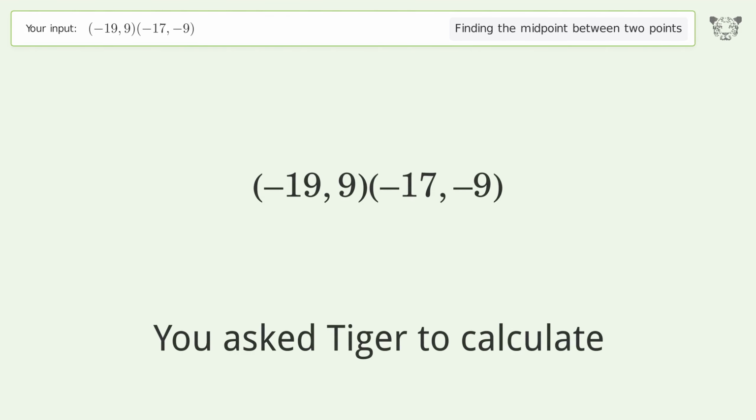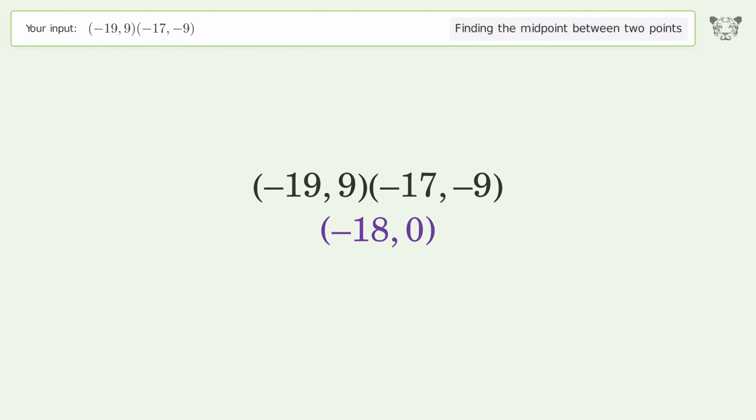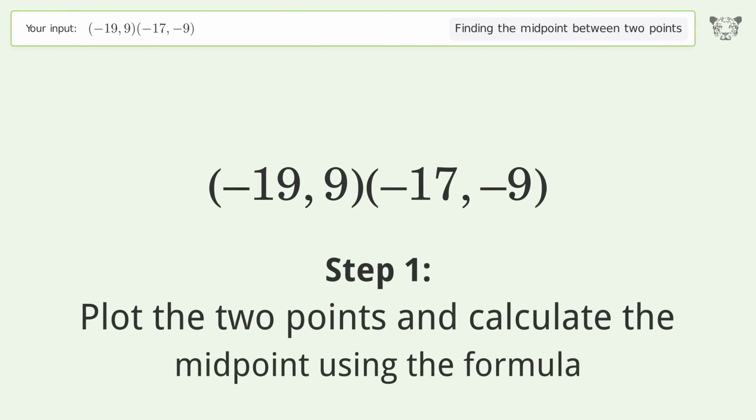You ask Tiger to calculate. This deals with finding the midpoint between 2 points. The midpoint between the 2 points is -18,0. Let's solve it step by step. Plot the 2 points and calculate the midpoint using the formula.